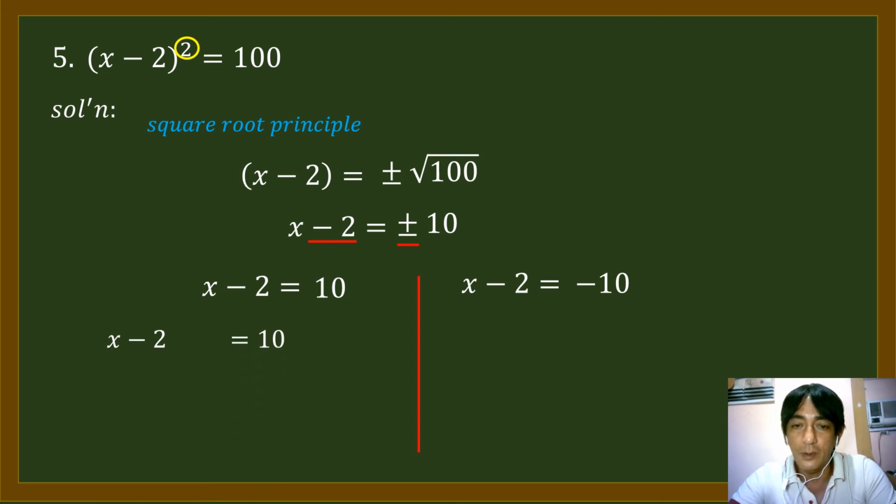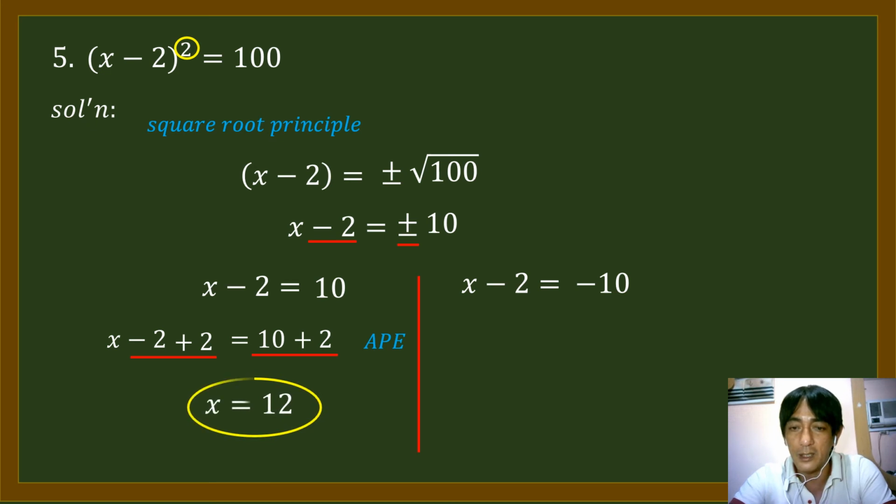Okay, unahin natin yung left side. So, x minus 2 equals 10, so additive inverse ng negative 2 is positive 2. So, add tayo ng 2 to both sides of the equation by the application of the addition property of equality. So, this will become 0 now. On the right side is 12. So, first solution natin or first root natin will be x is equal to 12. Punta naman tayo sa right side ng equation.